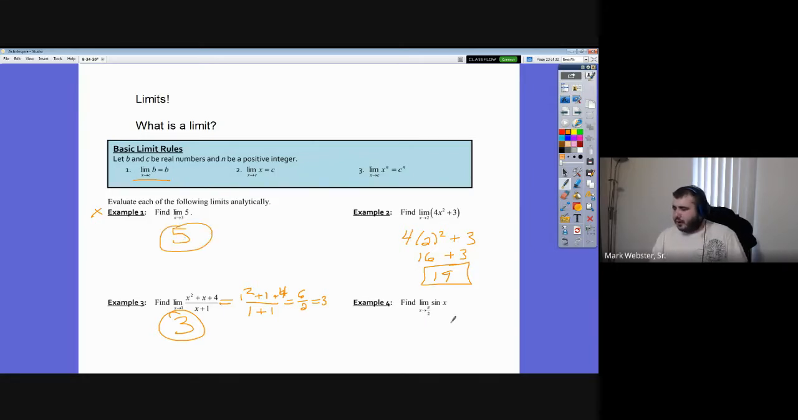And then same thing here. Can I plug in pi over 2 for sine? And by the way, this is in radians. So I plug it in, and what do I get? I get sine of pi over 2. And I think for a second, okay, where's pi over 2 on the unit circle? Pi over 2 is right here, at 0, 1. So sine, which is the y value, is 1. So the answer here is just 1.